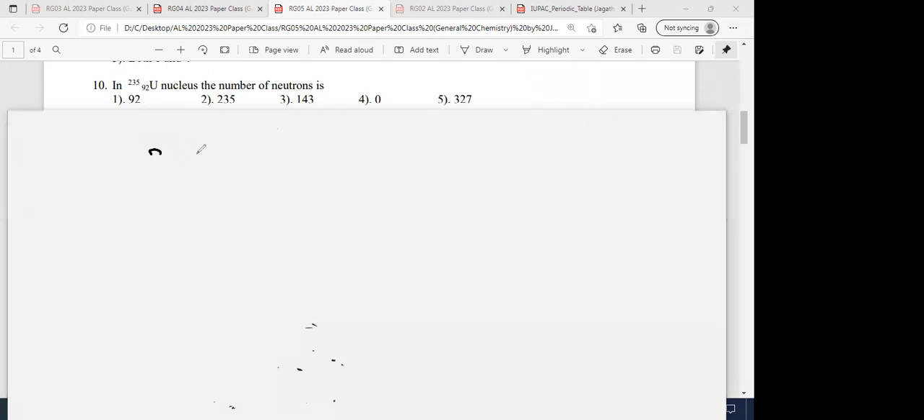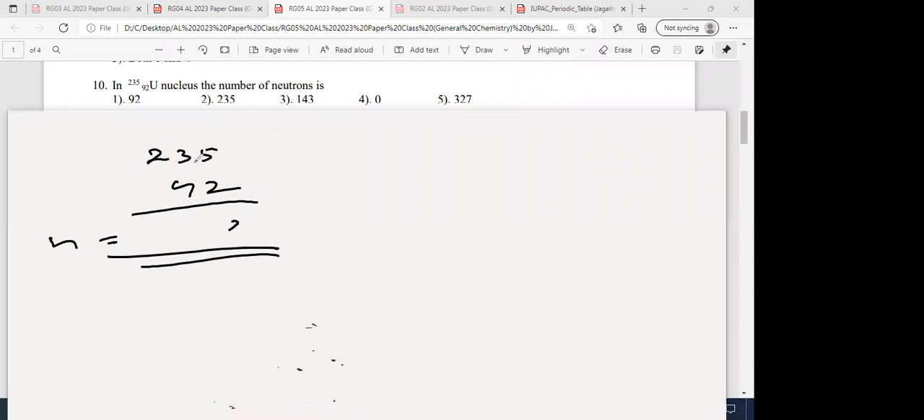Neutrons, how to find? 235 minus 92. Then you get the neutrons. How many neutrons do you get when you subtract? 13 minus 4, 4, right? 143. Yeah. Answer is 3. Very good.